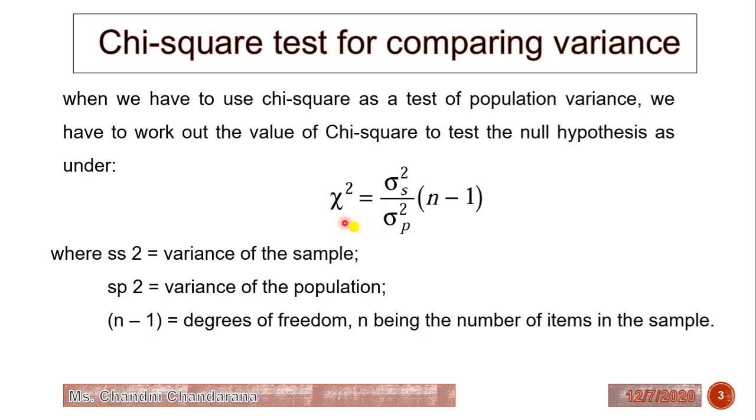Then we have to use this equation, where s² means variance of the sample, σp² means variance of the population, and n minus 1 means degrees of freedom, n being the number of items in the sample.